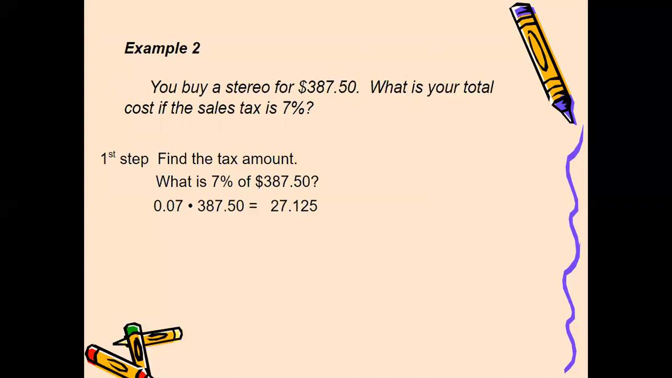So since that is not an exact amount of money, I need to round it. I need to round it to the nearest hundredth or to the nearest penny. And how do I do that? Well, I'm going to look at the number that's to the right of the hundredths place, and it's a 5. So any number that is 5 or higher is going to push the number in the hundredths place up. So 27.125 is going to round to $27.13 as the amount of sales tax.